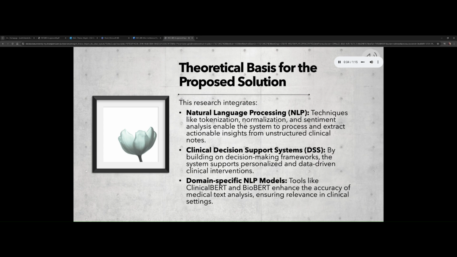Number 2 is the clinical decision support system, DSS. By building on the decision-making framework, the system supports personalized and data-driven clinical interventions. Number 3 here is domain-specific NLP models. In my research, I talked about these 2 tools, ClinicalBERT and BioBERT, which is pronounced as BioBERT, and they enhance the accuracy of medical text analysis, ensuring relevance in clinical settings. So these theoretical foundations strengthen the artifact's capabilities to address real-world clinical needs.